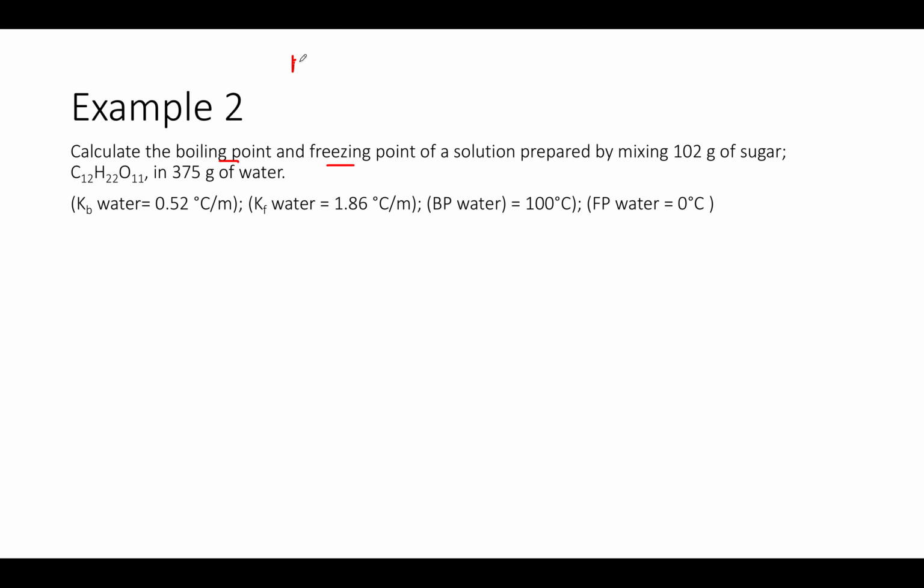So the first thing I'm going to do is calculate the molality of this solution. And the molality of the solution is the moles of solute, which in this case is this thing that's being dissolved, so that's the sugar, over the kilograms of solvent. Solvent here is water. So I need to convert my grams of sugar into moles of sugar. So if I have 102 grams of sugar, 1 mole of sugar, I know, weighs 342 grams approximately.